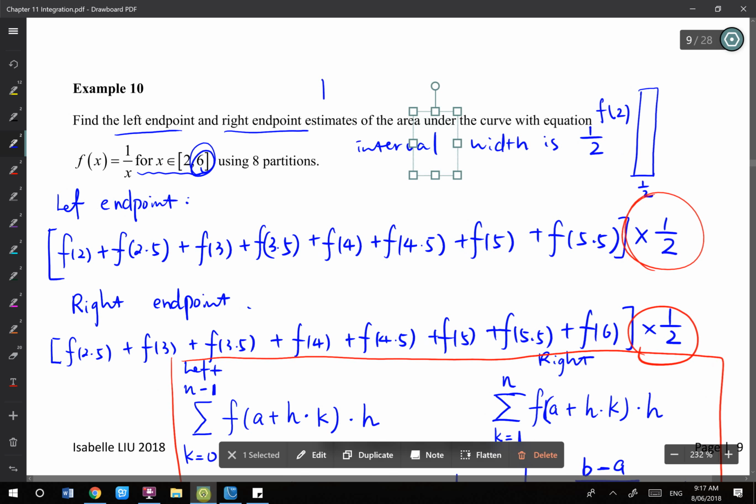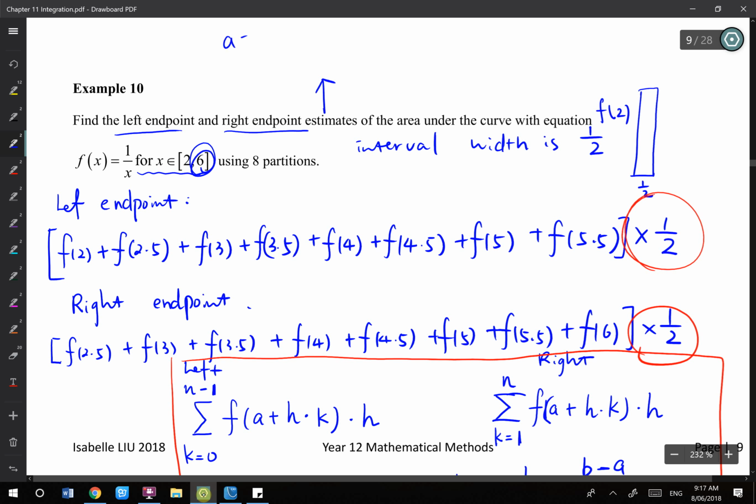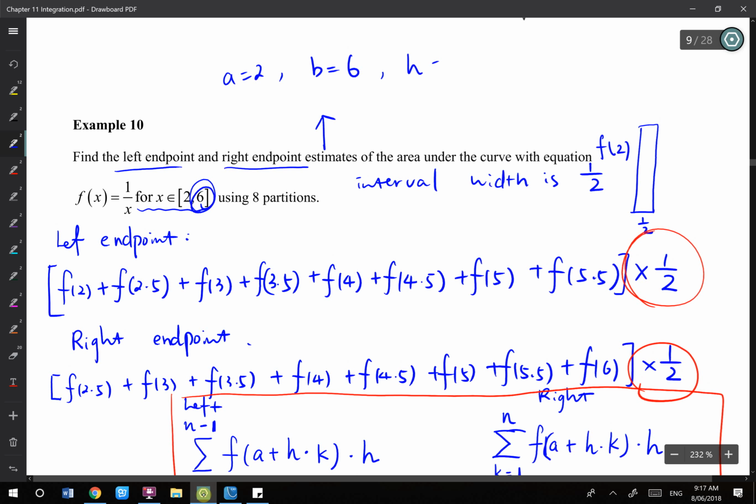For this question, what I will have is A equals 2, B equals 6, and then H will equal 6 minus 2 divided by 8. That is 0.5. Let's write 0.5. And N equals 8. Okay, so those are all the variables I have here.